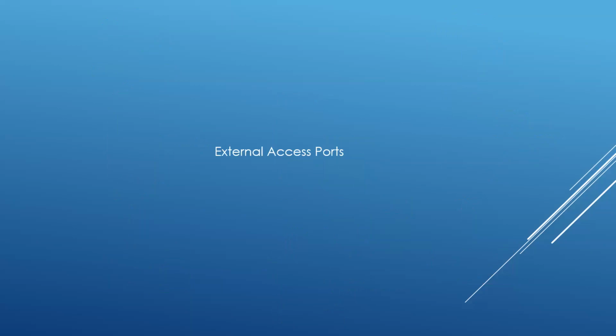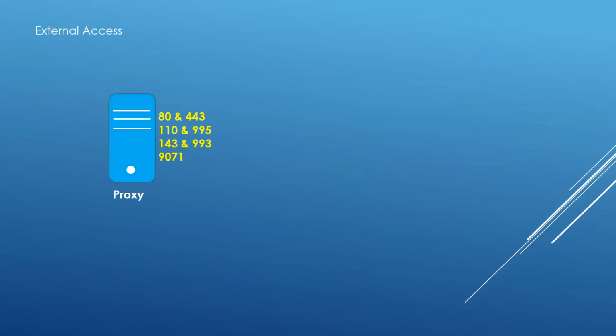Now we will see what are the external ports required to access Zimbra from the public network. 80 and 443 is for web access, 110 and 995 is for POP3 connections, 143 and 993 are for IMAP connections, 9071 is a Zimbra admin console port.